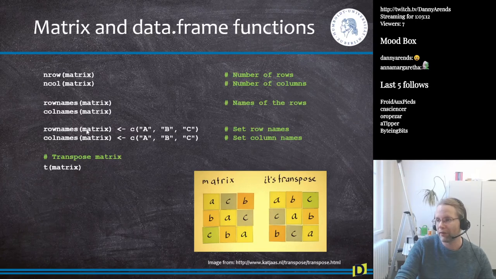So if I have a matrix which has 3 rows, then I can name these rows by saying rownames of the matrix A, B, and C. So I can just directly assign into this function. If I would type rownames matrix, I would get back the names, but by assigning to it, it will update the row names of the matrix, or it will update the column names of the matrix.